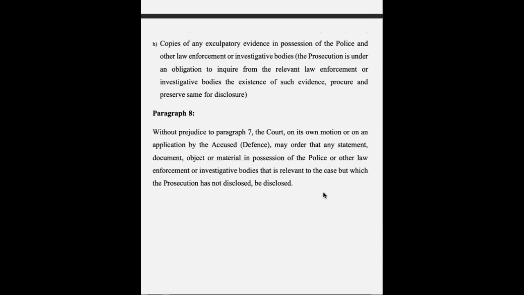In fact, it is so important because it even tells you that even evidence in favor of the accused person, you must also disclose all those pieces of evidence. Don't hide anything. So if in the course of your investigation, you came across some evidence that will even inure to the benefit of the accused person, please bring everything.